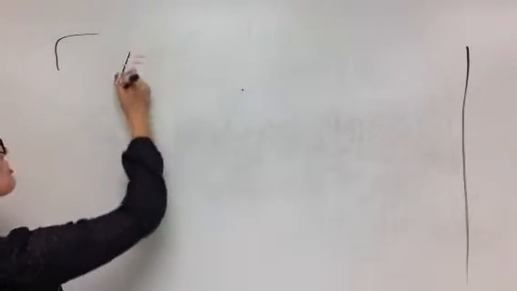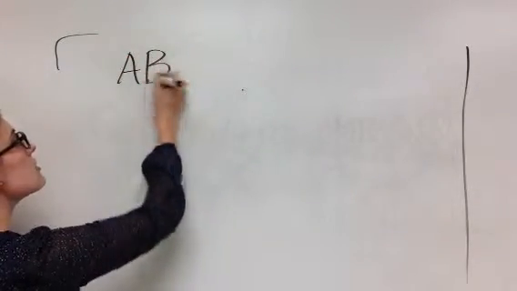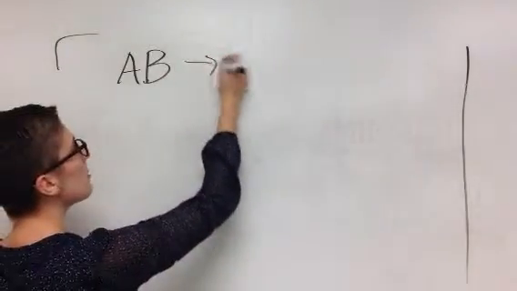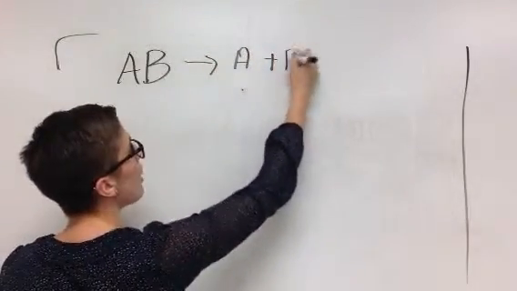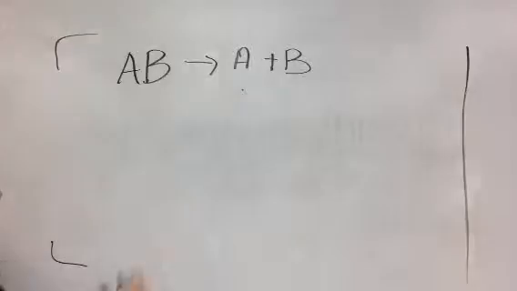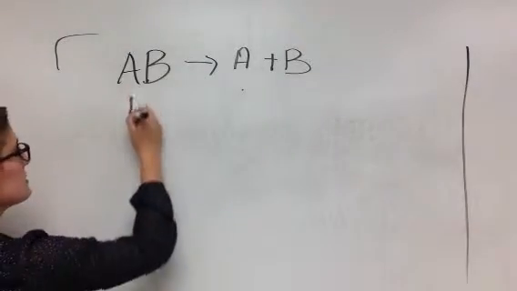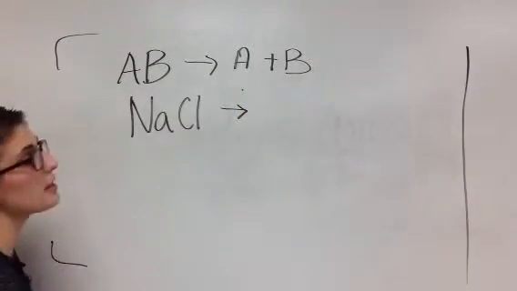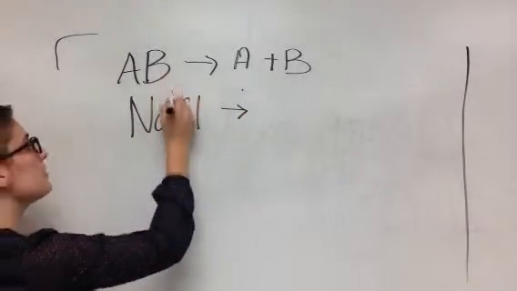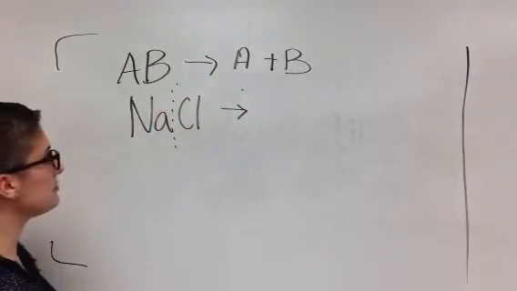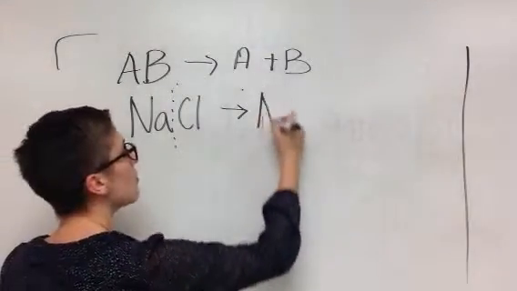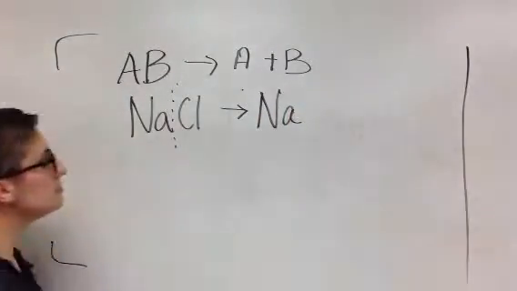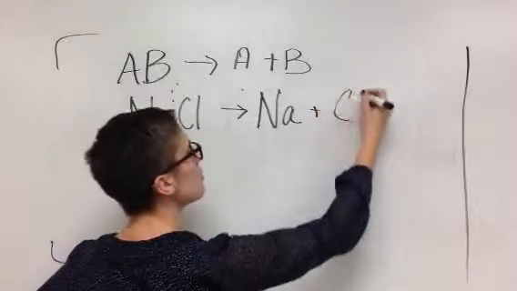We know that in decomposition reactions, we have a compound that breaks apart into smaller pieces. So a compound like AB would break apart into A plus B. So let's say we have something like NaCl. We know it's going to break apart into its components, so we can even draw a little dot right down the middle. So once it breaks up, we can have sodium plus chlorine.